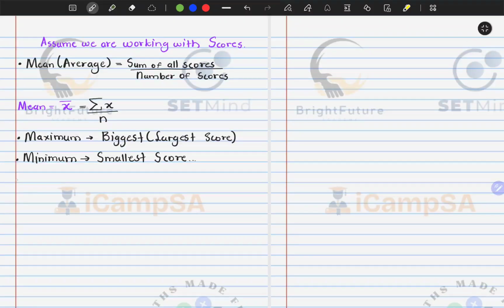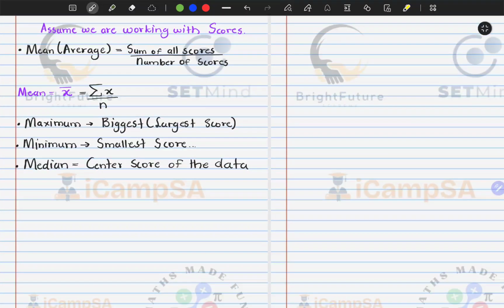And then we spoke of the mean, so let's speak of the median. Whenever we're speaking of the median, this is a value that is at the center of the data. So this is the center score of the data. This is the median. Now, how do we find the median? Well, what we are going to look at is this.